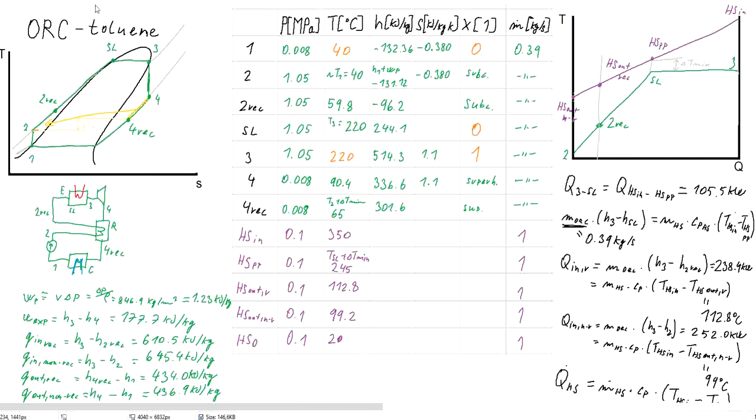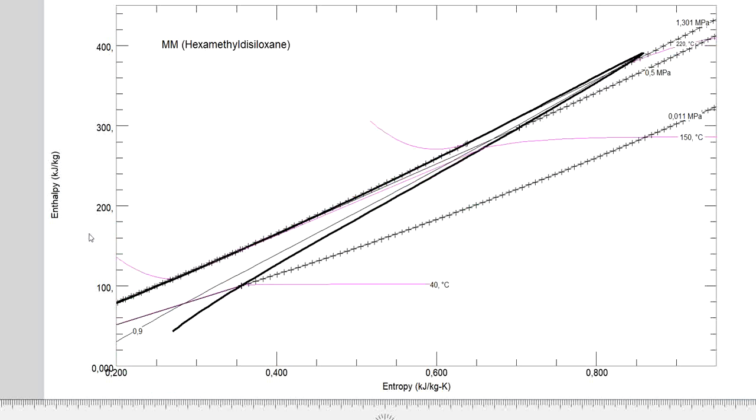So now we will have a look at the second working fluid, which is hexamethyl disiloxane, or abbreviated as MM. And actually most of the calculation principles will stay the same. Just let's have a look at the enthalpy entropy diagram. You can see that the saturated liquid and vapor lines are very close to each other. This is the specific property of this fluid, that it has very low heat of evaporation compared to the specific heat capacity.